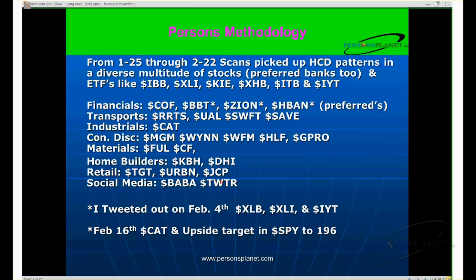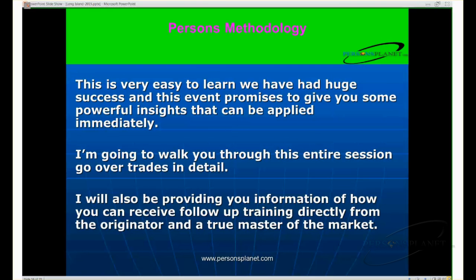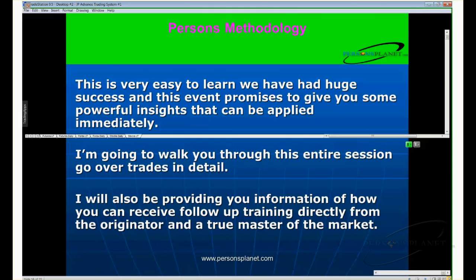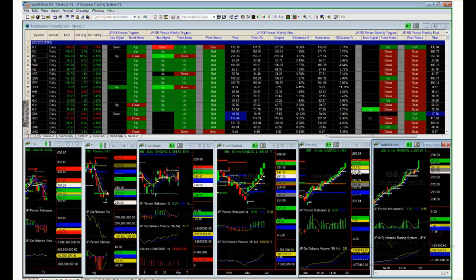There were other retailers. One we covered today, which I didn't take, but was Dillard's. Wait till you see some of this stuff. And then social media, just as we tweeted out the other day, was Baba and Twitter itself. In fact, on February 4th, I tweeted out to watch for the materials, the industrials, and IYT, and those sector ETFs have appreciated dramatically over the last month. So anyway, let's just cut to the chase and give you some ideas of what we are talking about here.